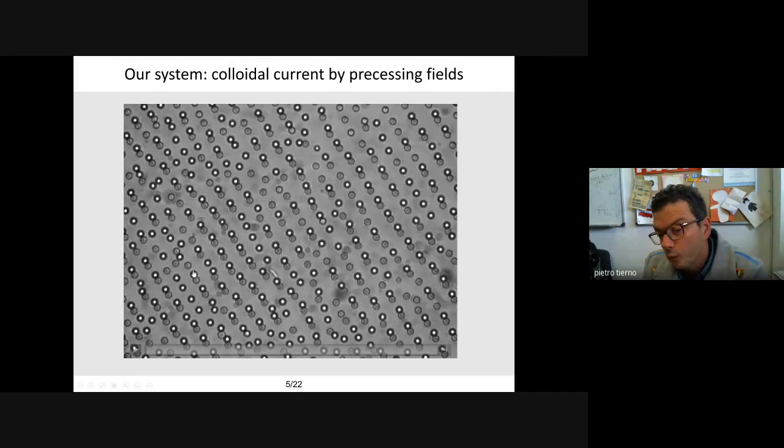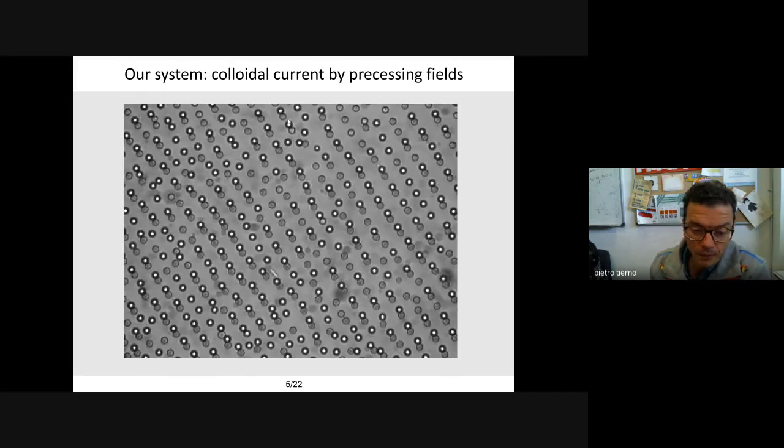You can see two populations of particles. One population of particles is brighter, and the other one looks darker. That's because they are confined in a slit pore, between two surfaces, and one of them is close to the upper surface, the other one is close to the lower surface. And apart from that, these colloids are paramagnetic, so they are responsive to an external magnetic field, and we use a precessing magnetic field. I will give you details soon, to generate a bidirectional transport of these particles.